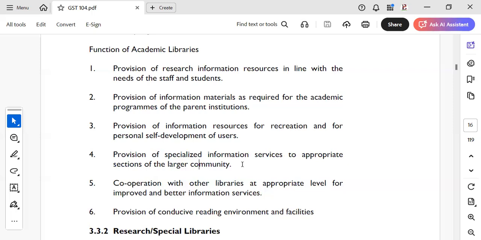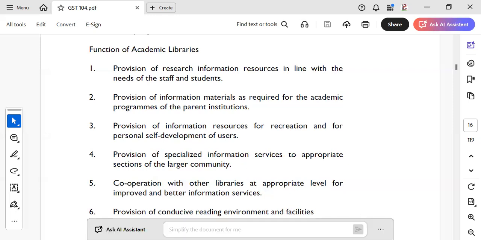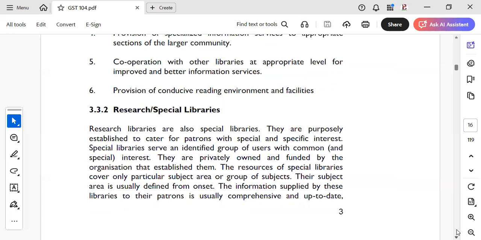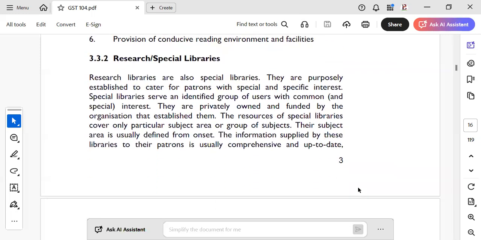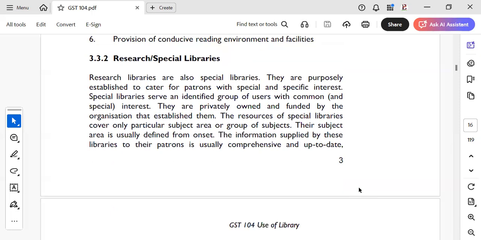Specialized information to appropriate section of a larger community, and then to cooperate with other libraries at appropriate level for improved and better information services. And finally, conducive environment.